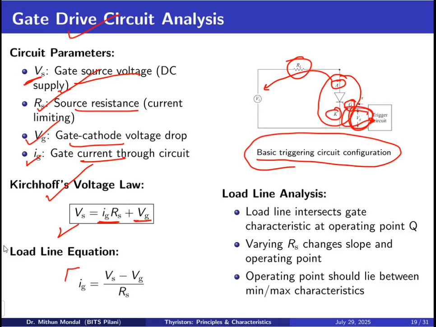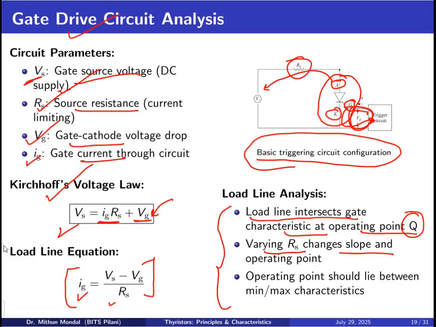For the load line equation, rearranging, we get the gate current Ig equal to Vs minus Vg divided by Rs. In the load line analysis, the load line will intersect the gate characteristic at the operating point Q, which is the quiescent point. Varying the resistance will change the slope and operating point. The operating point should lie between the minimum and maximum characteristic. The load line we have discussed in detail in one of the lectures, and how the load line is calculated.